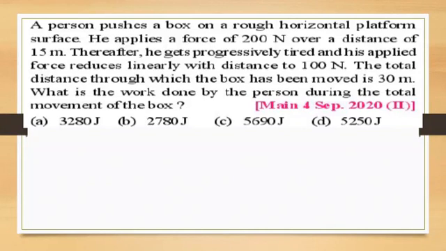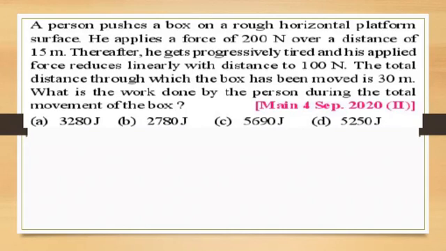Well, the question is, a person pushes a box on a rough horizontal platform surface. He applies a force of 200 Newton over a distance of 15 meters. Then, thereafter, he gets progressively tired and the force he applies reduces linearly with distance to 100 Newton. The total distance through which the box has been moved is 30 meters. What is the work done by the person during the total movement of the box?